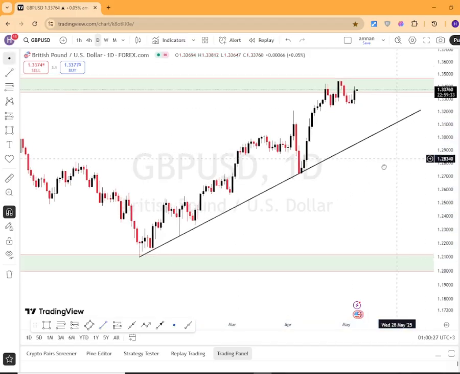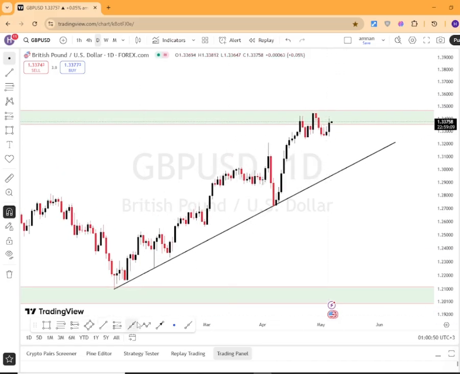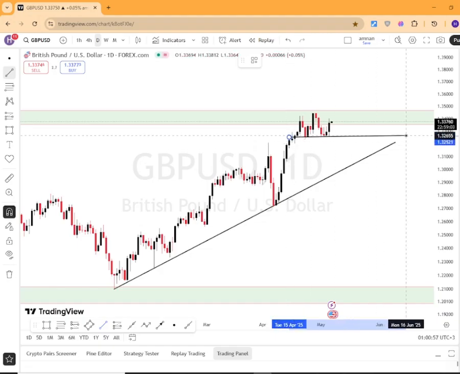Let's go to daily. On this daily time frame, when we draw the trend line, we draw it like this. This market came to this point, then rejected and came down to retest the trend line. It retested the trend line so that it goes up to resistance. For now we are at the resistance.